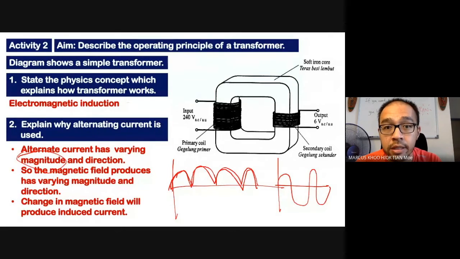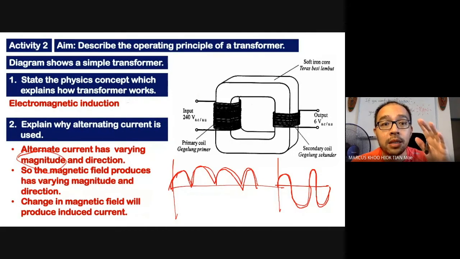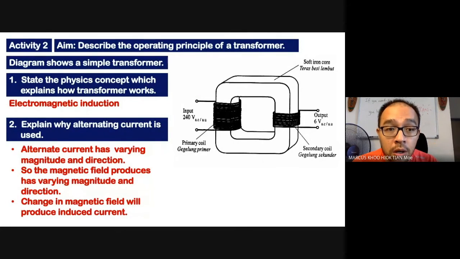That's direct current. Alternating current is getting bigger, getting smaller, getting bigger, but then in the other direction, getting smaller, getting bigger, getting smaller. So it's not just getting bigger and getting smaller, it is getting bigger and smaller and changing directions at the same time. That's why it is very important that we use alternating current, because the magnetic field produces a varying magnitude and direction. So the change in the magnetic field will produce an induced current.